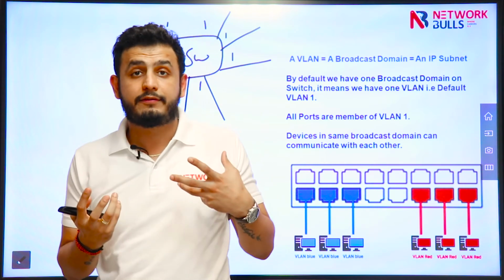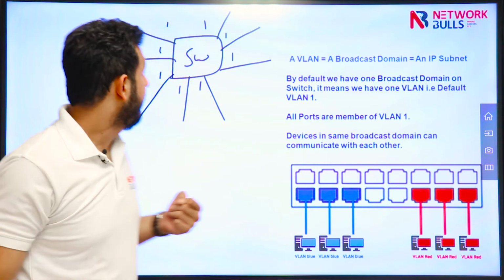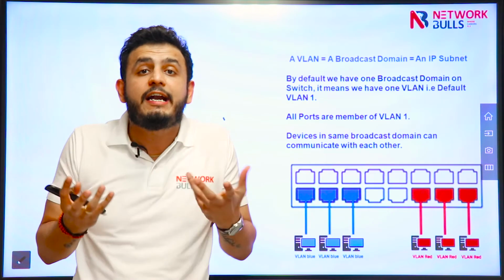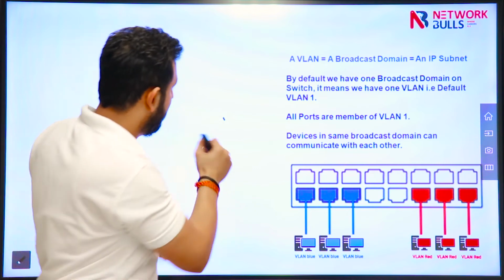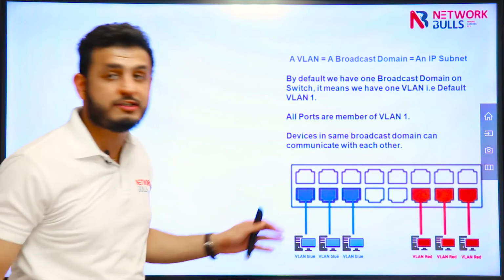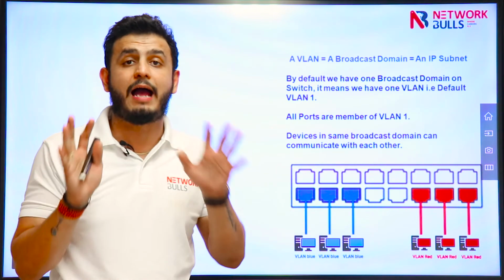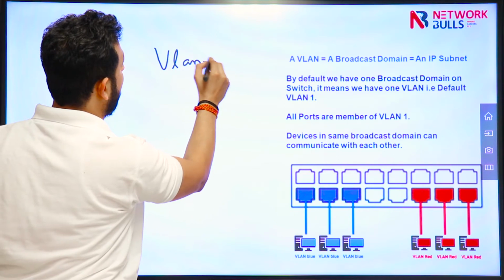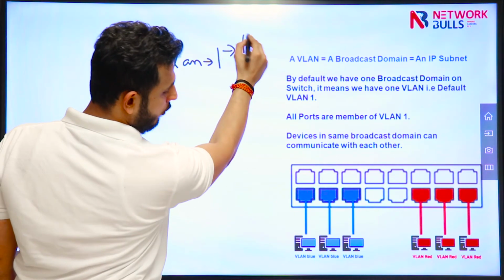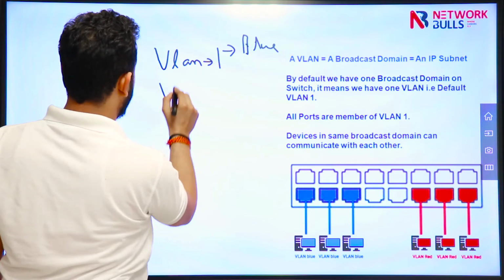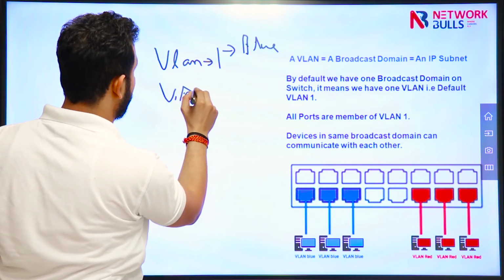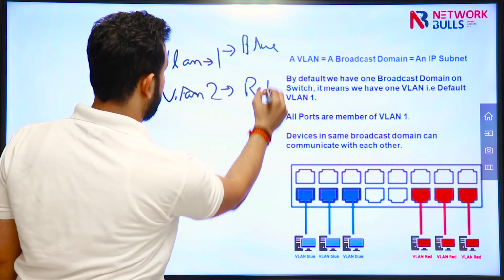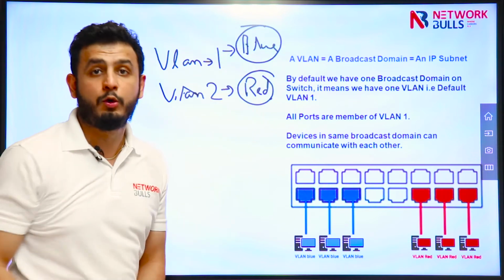Now, the question is, what is VLAN? VLAN is a feature that you can use on a switch to divide the broadcast domain. For example, you can see here a topology. I'm not using numbers here, I'm using colors. Let's say I have VLAN 1, that is the default VLAN. So VLAN 1 is named blue. And I will create one more VLAN, that is VLAN 2, and I will call it red VLAN. So now I have two VLANs, blue and red.